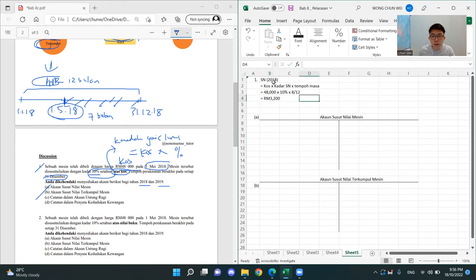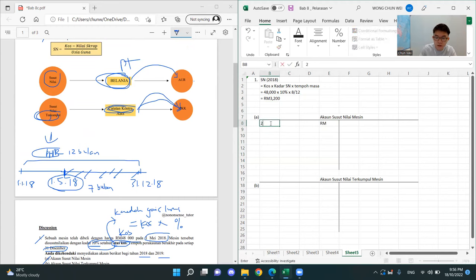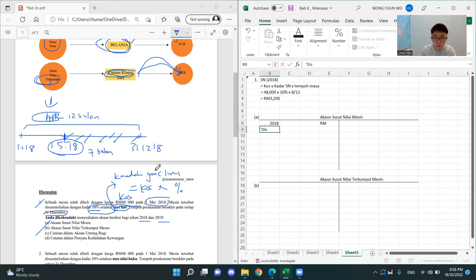Okay, this is for 2018. So if you want to record, how do you record? So susut nilai mesin, I told you it is a belanja. So if it's a belanja, meaning we have to debit it. So kita debit sini, 2018. Sorry, should be ringgit Malaysia here. So here 2018. So the last date will be December lah, 31st.